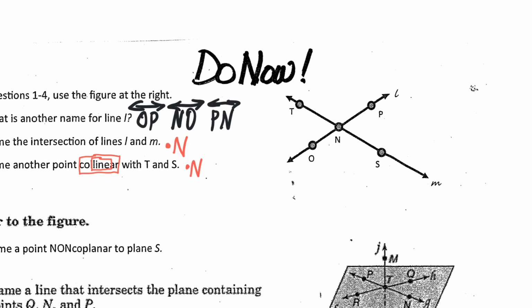Could I use point M? Here's T and S, okay? That's this line. Could I say point M? No. Why not? Because M is not a point. That's right. M is just the name of the line. So point M would not work here because it's not a point.